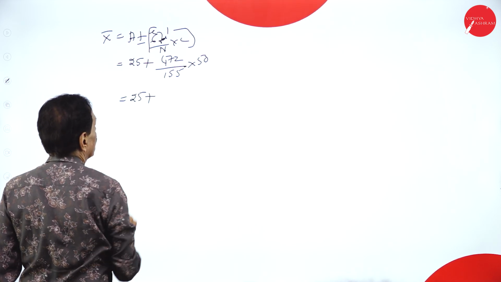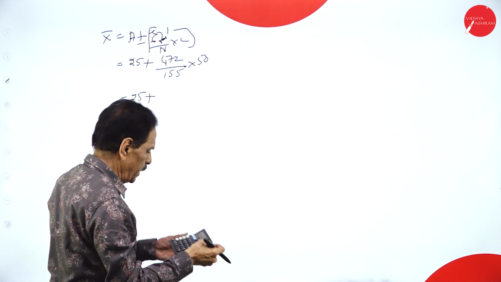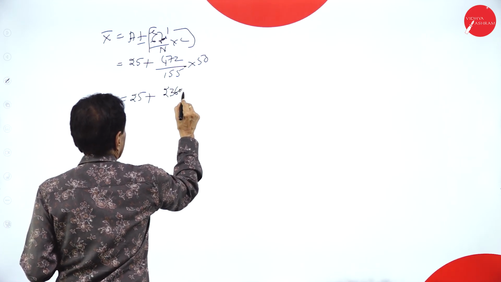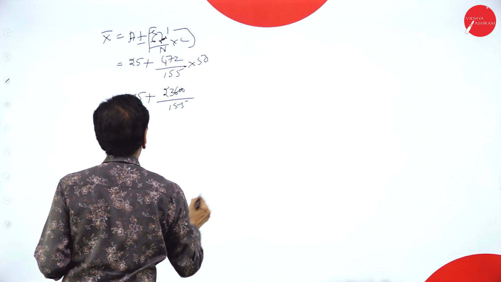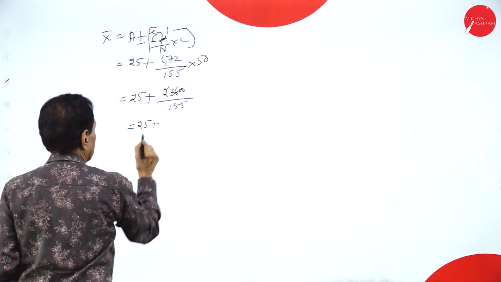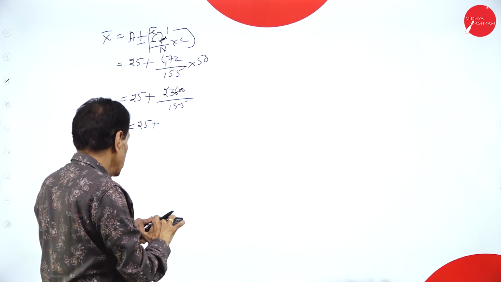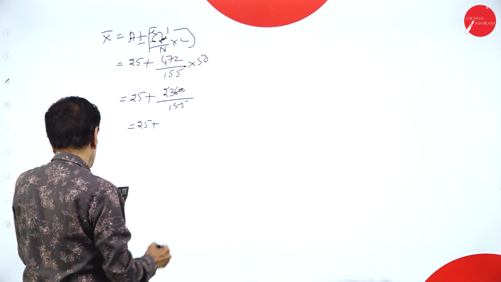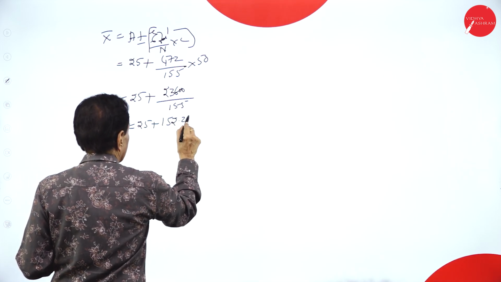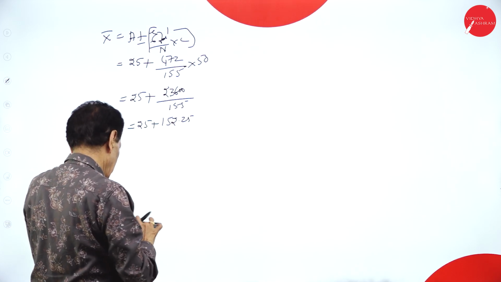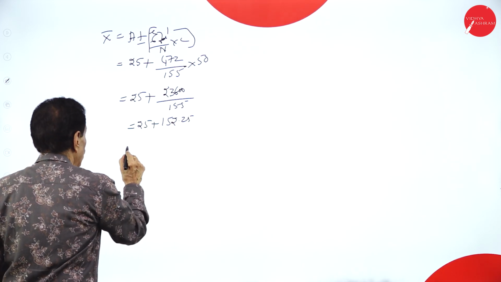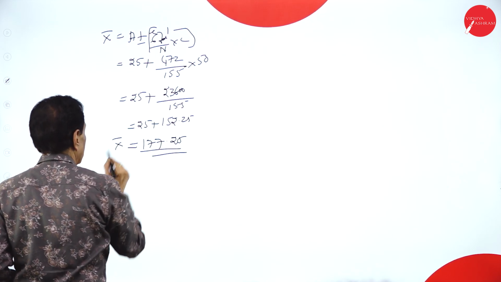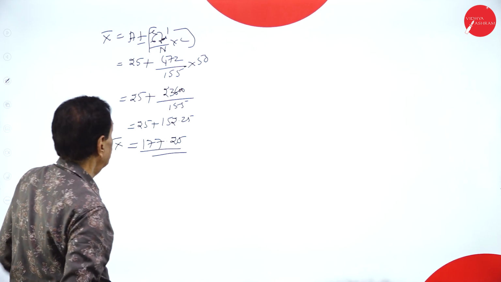25, 472 into 50, 23,600, divided by 155. 25 plus 23,600 divided by 155, 152.25, plus 25, 177.25. This goes to mean. Now, simplify this one.